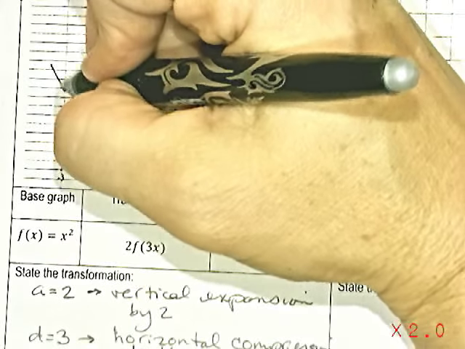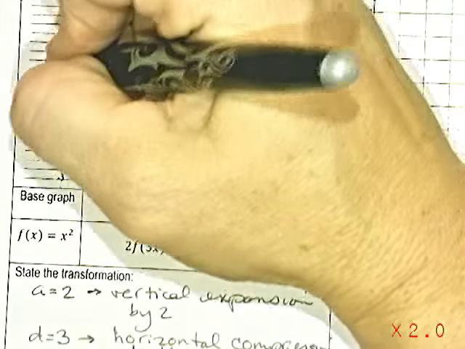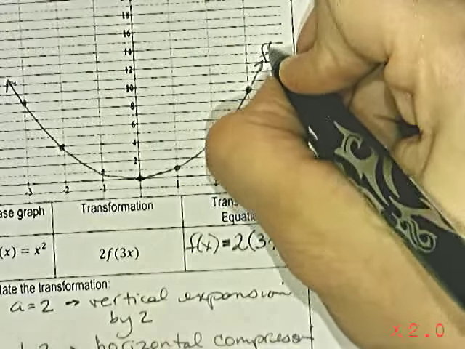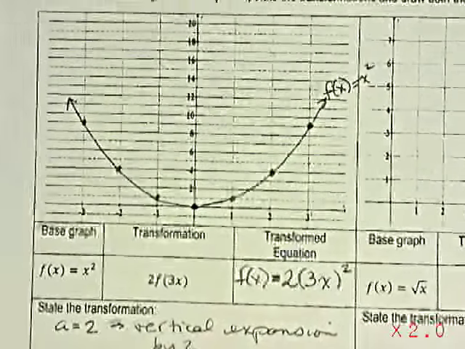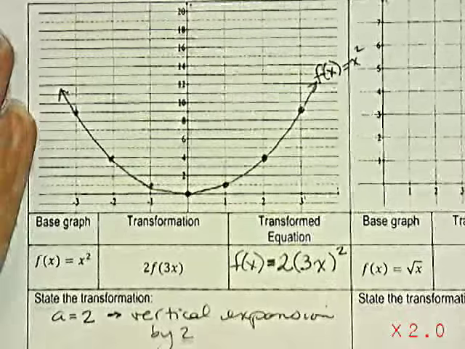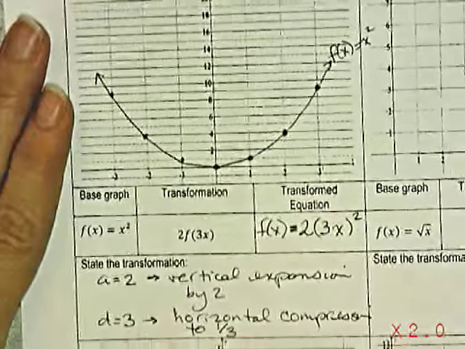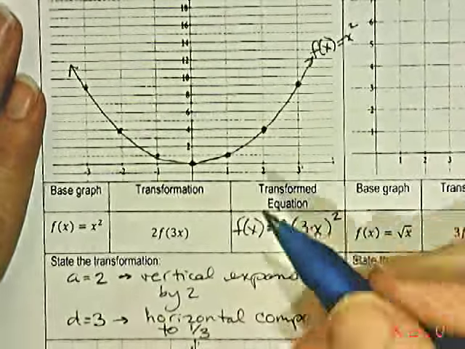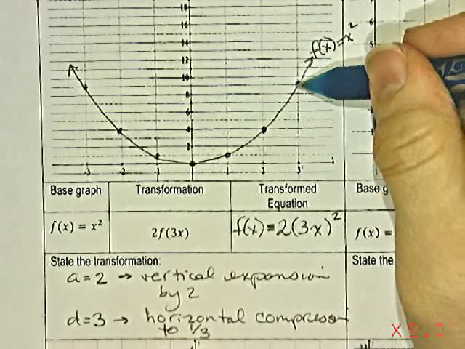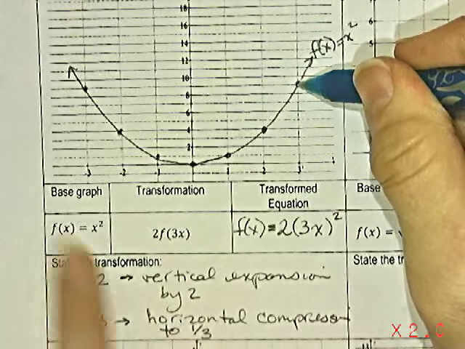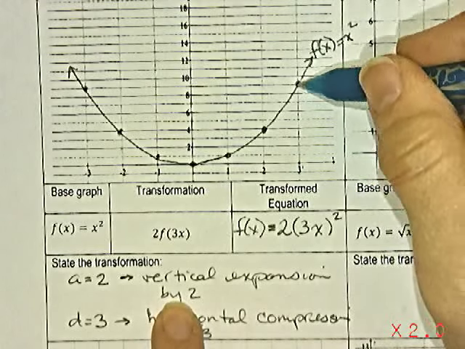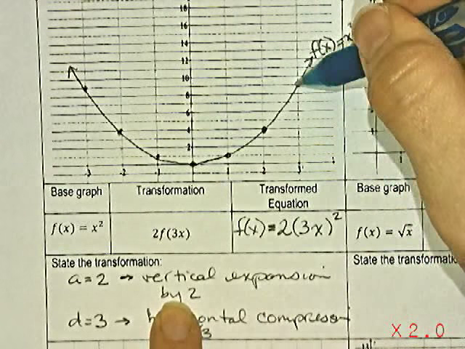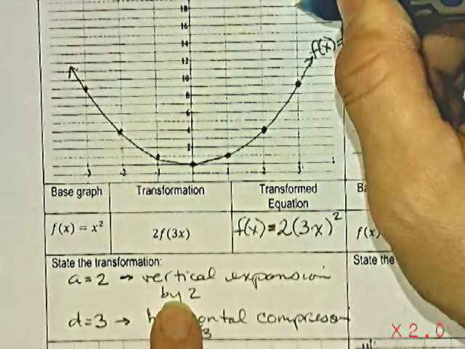Okay, so there's my base graph. And I often call this the dance of the dots because we are just going to visually accomplish each of these transformations separately. So if I want to know where does this dot go, I'm going to vertically expand it by 2. So I'm going to double its vertical distance. So instead of up 9, it will be at up 18.